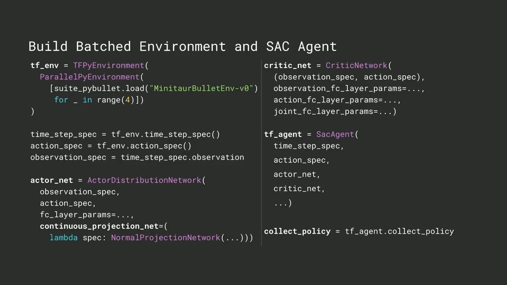Okay? So you pass these networks and these specs to the soft actor critic agent, and you can look at its policy, its collection policy, and that's the thing that you're going to pass to the driver to start collecting data and interacting with the environment. So I won't go into the details of actually doing that because it's literally identical to the deep Q learning example before. You need the replay buffer and you use the driver and you go through the same motion.